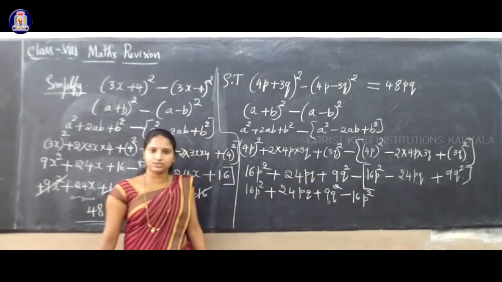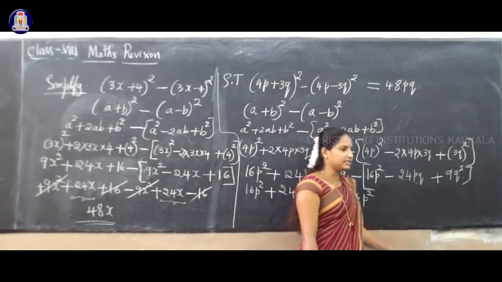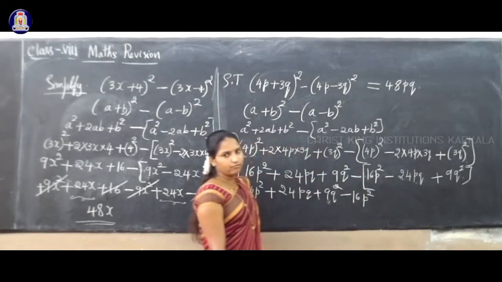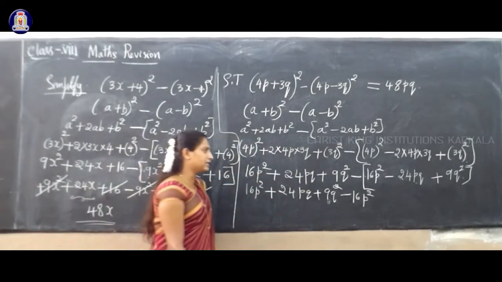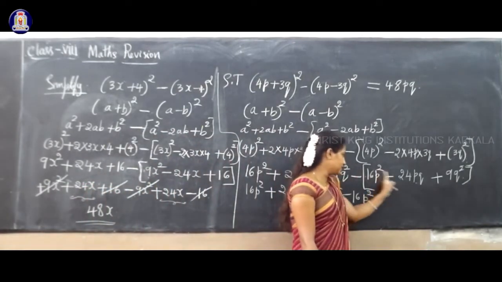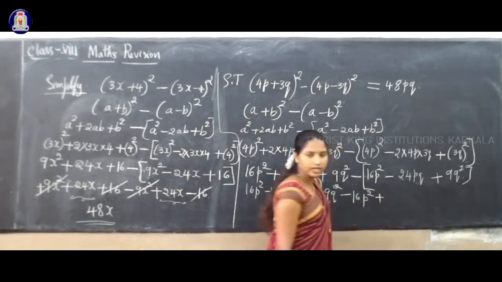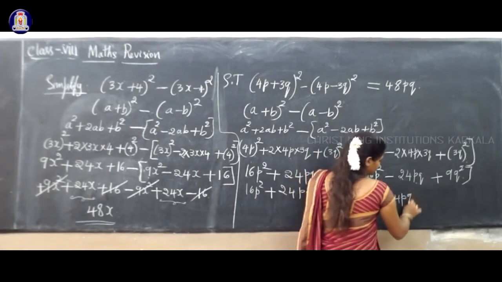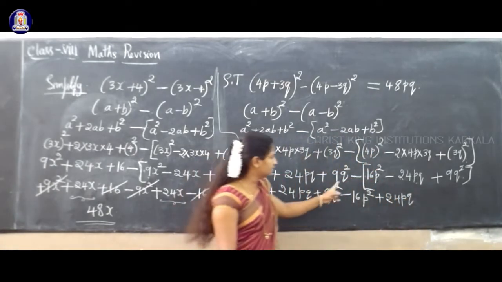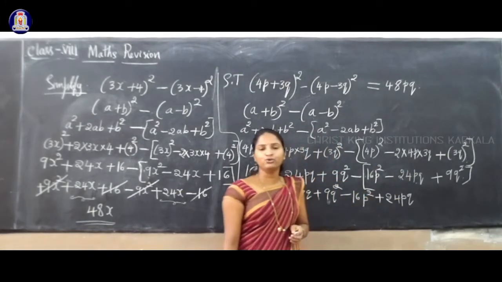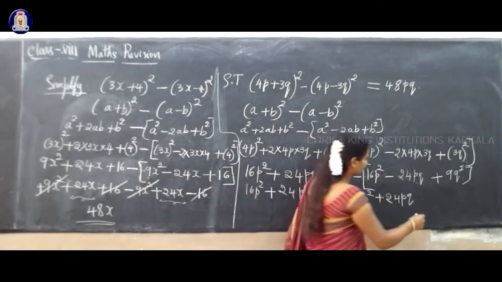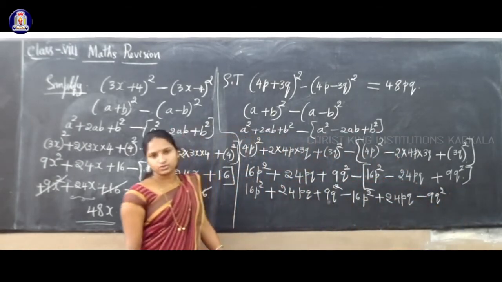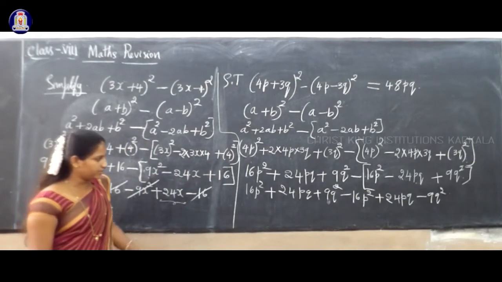Next again, multiply the second term. The second term is minus 24pq. So now if you multiply the sign, we get minus into minus, that is plus. Okay, minus into minus is plus. The term is 24pq. The next term is 9q square. So multiply minus into plus, that is minus, and 9q square. Minus 9q square. Okay.